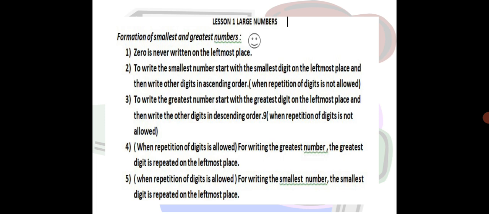Now, the last point: when repetition of digits is allowed, for writing the smallest number, the smallest digit is repeated on the leftmost place. So, when we form the smallest number with repetition of digits, what to do? We have to remember that we will repeat the smallest digit in the leftmost corner only, then the smallest number can be formed.